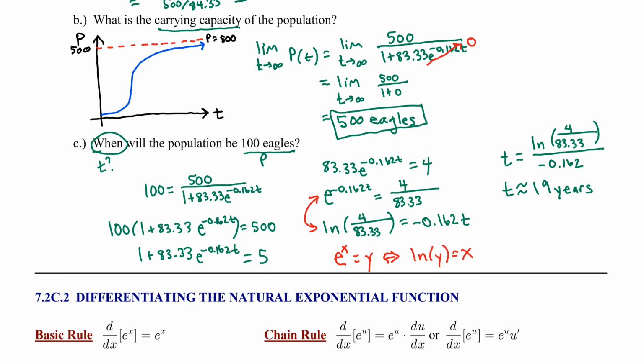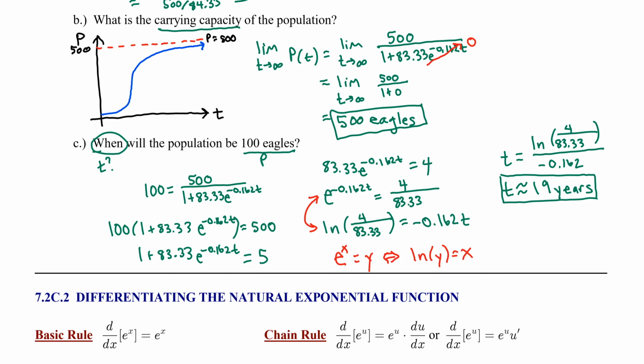Now the problem didn't tell me where to round. I'm not using the principle of significant digits. I'm just arbitrarily rounding here. So after about 19 years, the population will be 100 eagles. And remember, the carrying capacity of the entire population is 500 eagles.